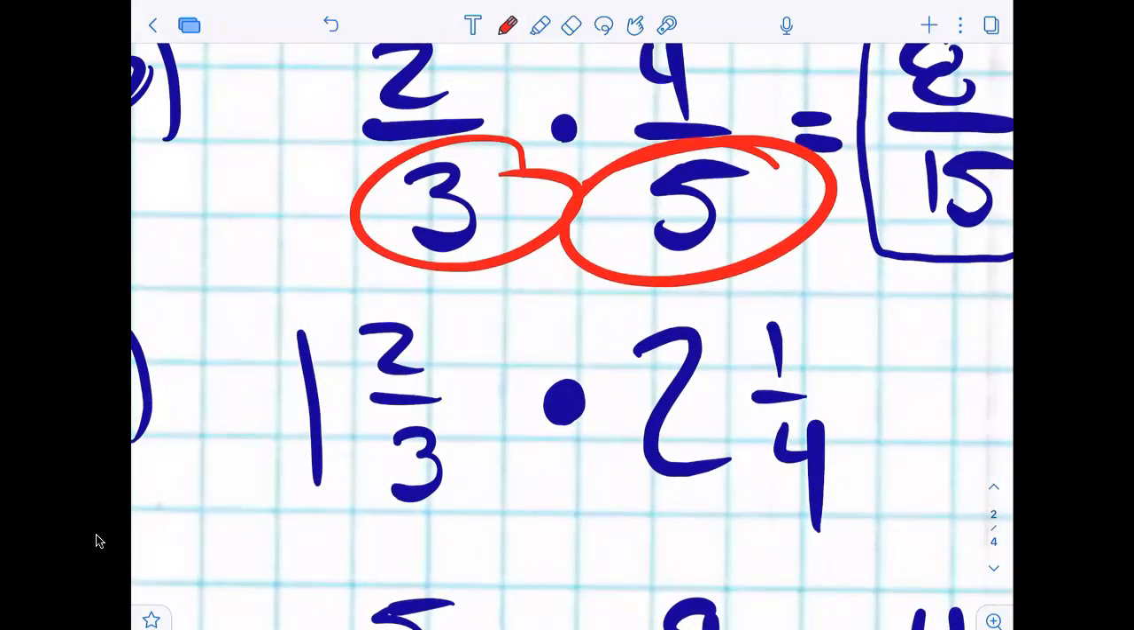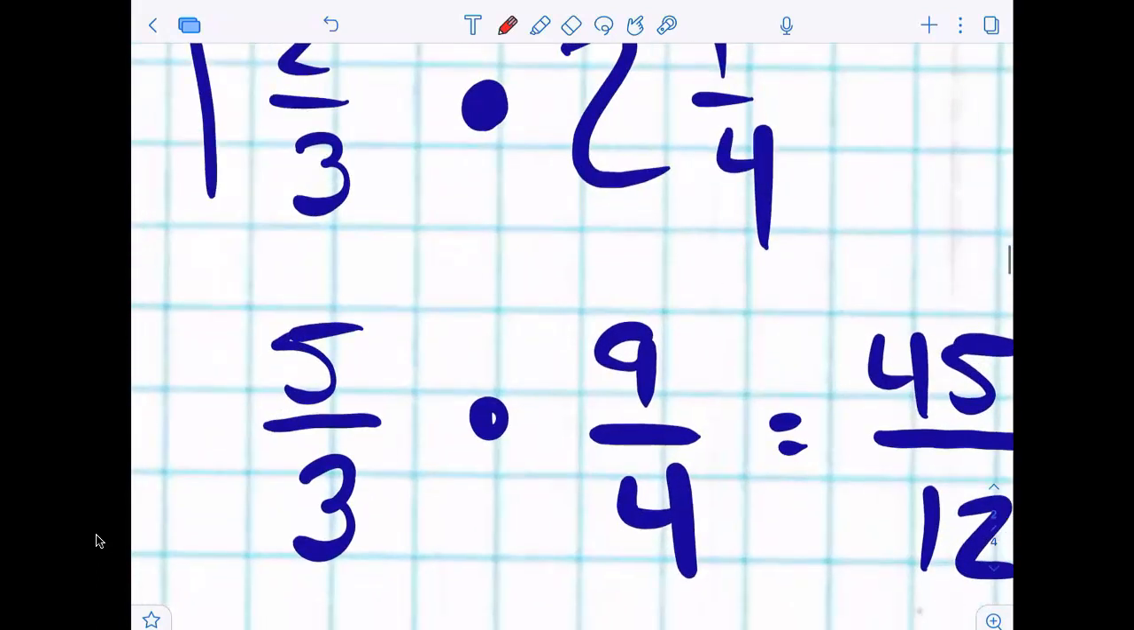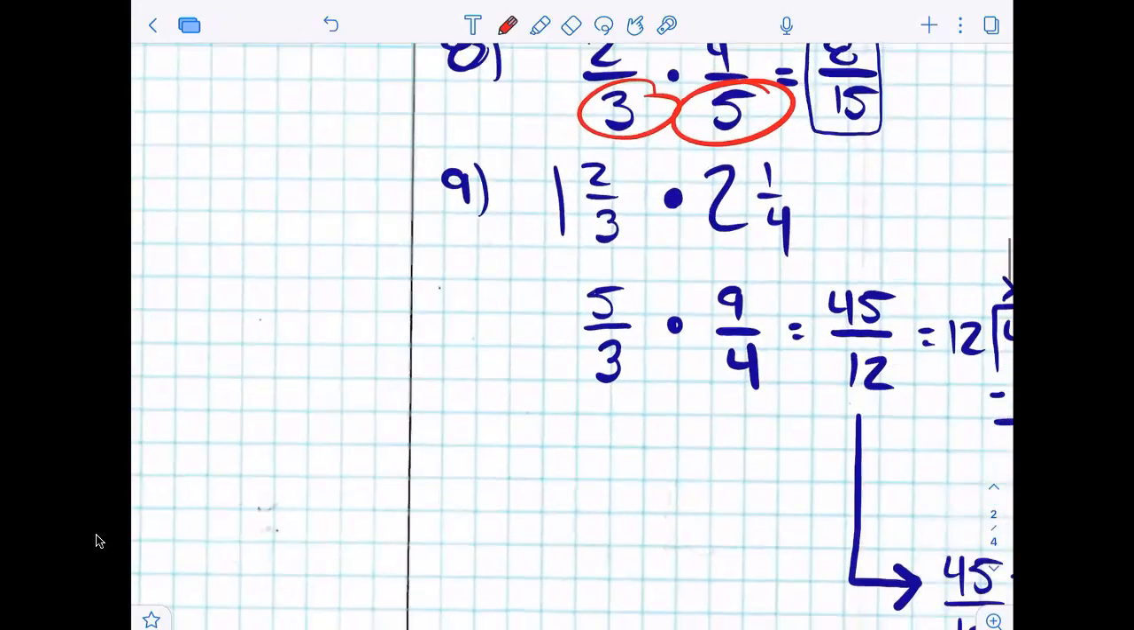What do I have to do before I can calculate? Around the world. So there you can see we converted into improper fractions, right? Yes. Okay.